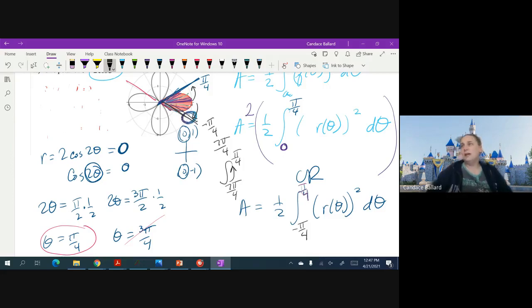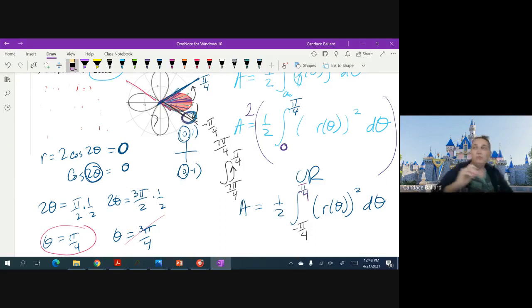Okay, so we can't flip the integral because the integral flip is going to put us over here. It would make us go the wrong way around the circle. Okay. You're okay, Gabby? Okay.